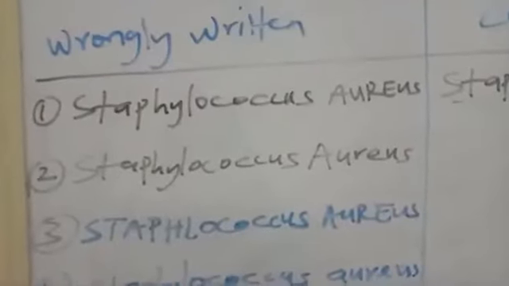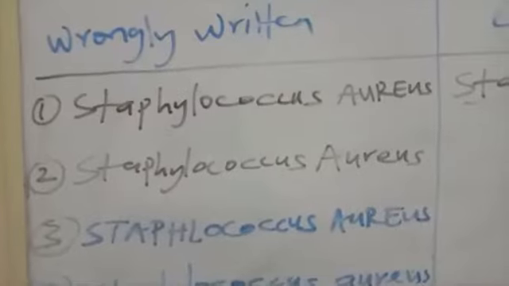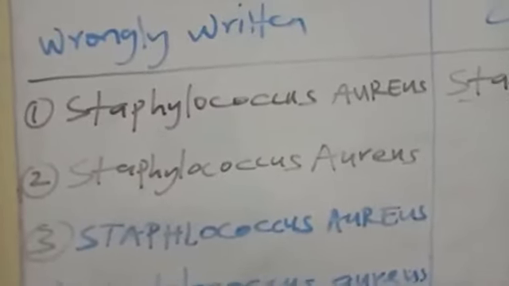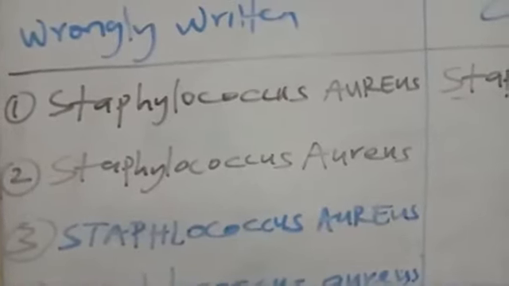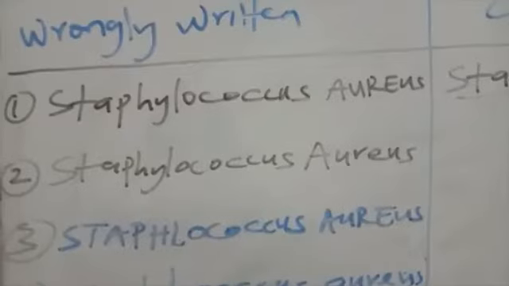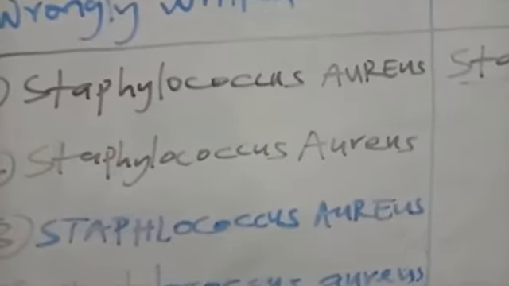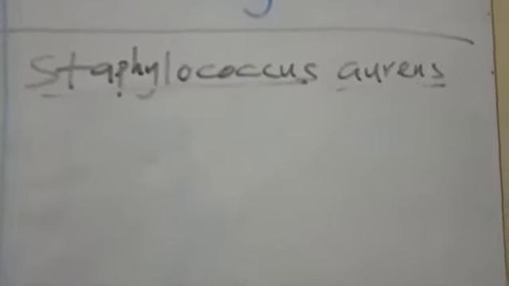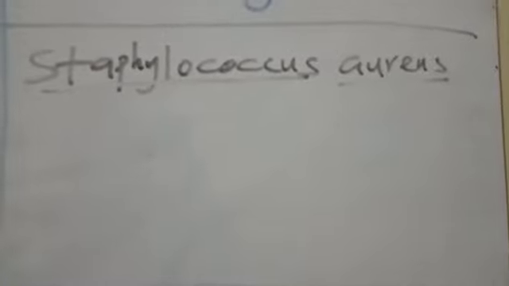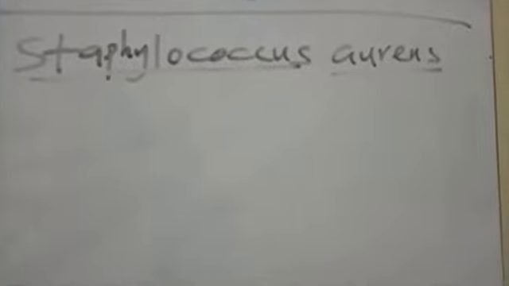On the board here, we have some names which are wrongly written. Number one is Staphylococcus aureus. You see this S in Staphylococcus is capital. All the other letters are small letter. But in aureus, A is capital, U is capital, everything in aureus is capital, which is wrong. The correct is this way: everything small letter except the S starting Staphylococcus. Apart from the first S, you see that it is underlined separately.